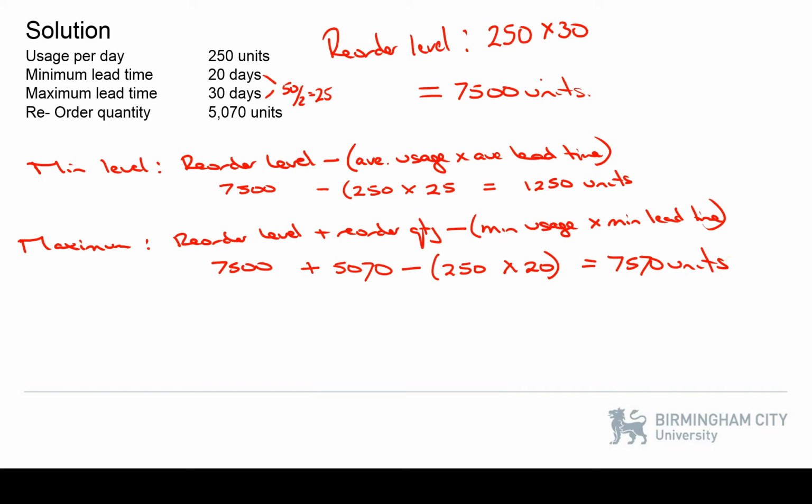This means that for this business on this particular item of material, they should always have 1,250 units in stock. That's the minimum. When their stock level reaches 7,500, it's time to reorder. And their maximum is 7,570 units, so stock should not exceed that amount.